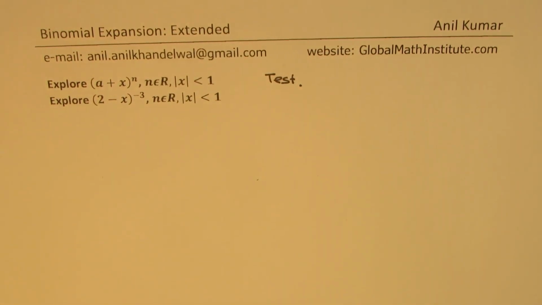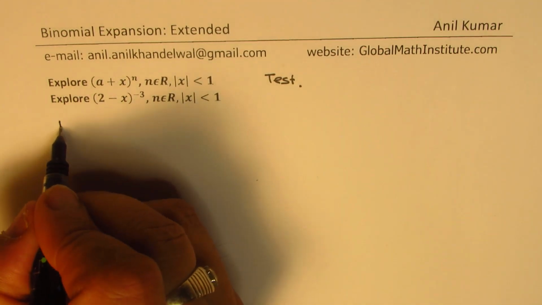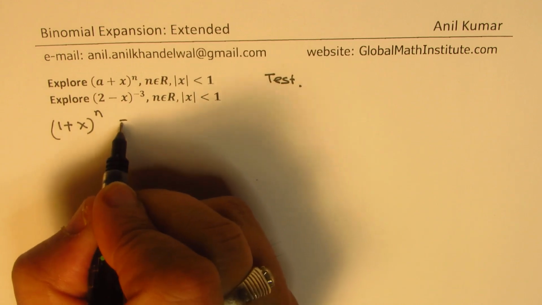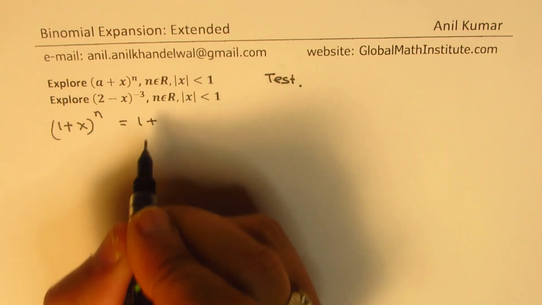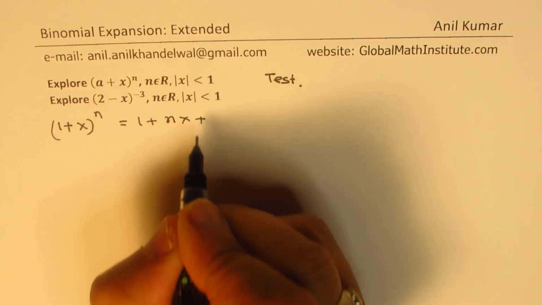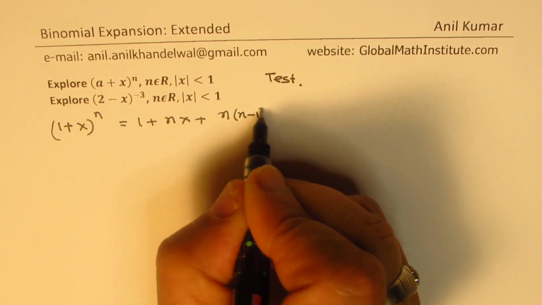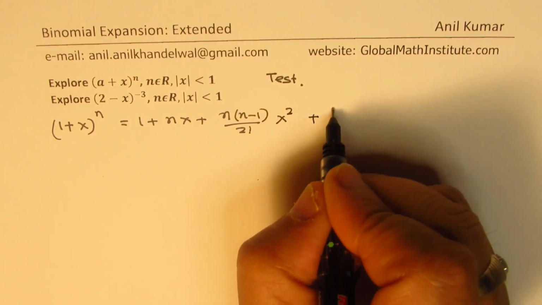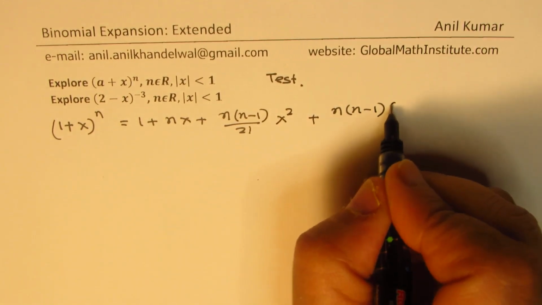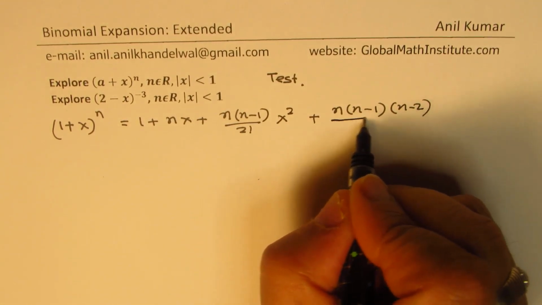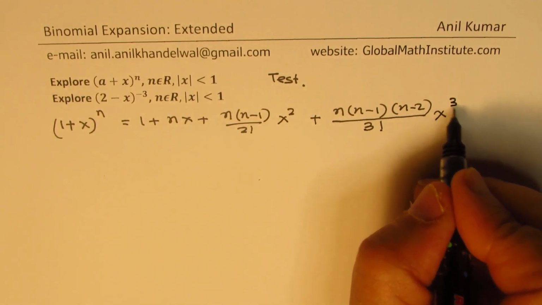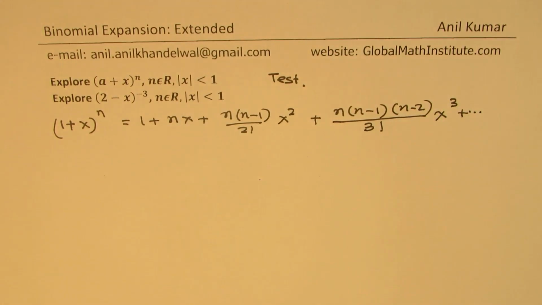Try to answer this. Now, how should you do this? What we really know is that (1 + x)^n is equal to 1 + n times x + n(n − 1)/2! x² + n(n − 1)(n − 2), which is nC3, over 3! x³, plus so on. So that is what we know.